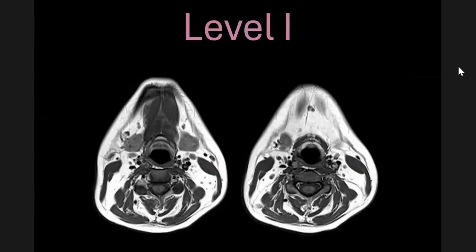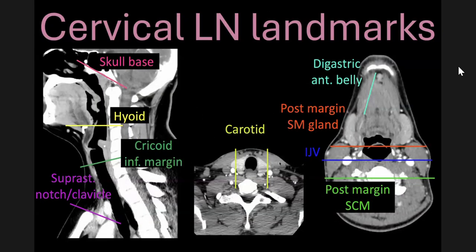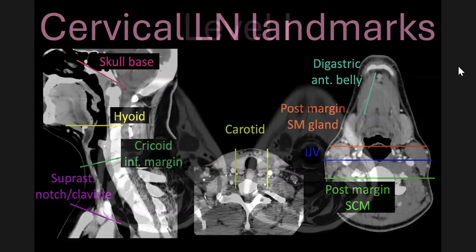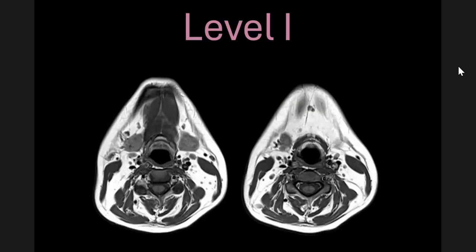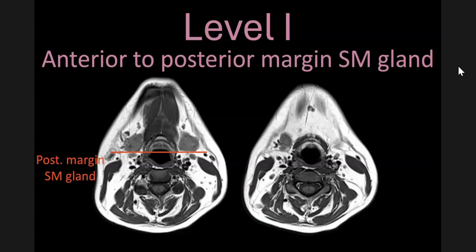So how do we use these different landmarks? Again, if we look at this slide, we have these different landmarks, and these different landmarks will be used to level out these lymph nodes. So let's see how we use these landmarks to divide lymph nodes in the neck. The first landmark that I will be talking about is the posterior margin of the submandibular gland. Anterior to the posterior margin of the submandibular gland are the level 1 lymph nodes. So any lymph node that is anterior to the posterior margin of the submandibular gland is a level 1 node.